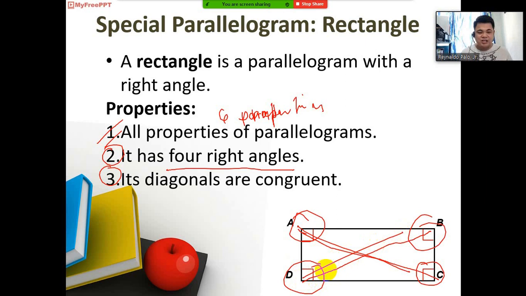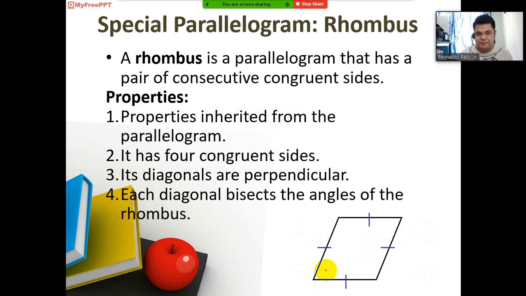Let's proceed to the other one, the rhombus. Of course, a rhombus is also a special type of parallelogram. Why? A rhombus is a parallelogram that has a pair of consecutive congruent sides. In simple terms, all the sides are congruent. They must have the same measurements for us to say that the specific parallelogram is a rhombus.